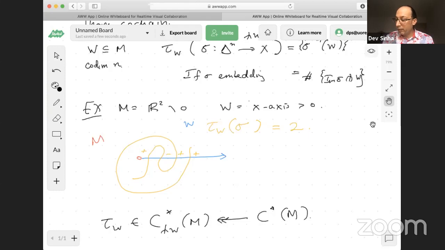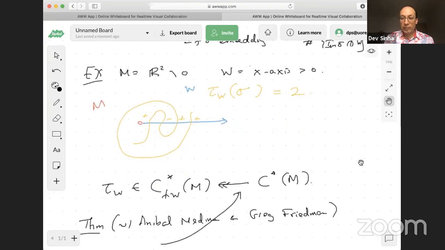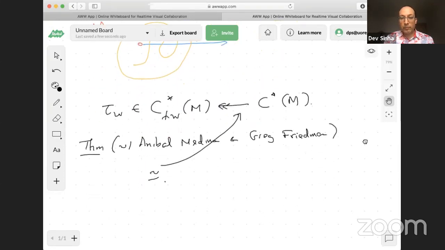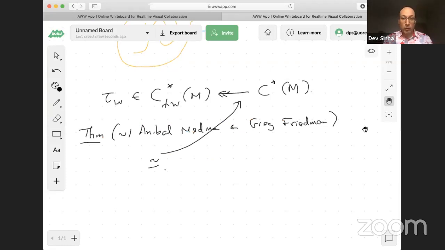And then a little theorem. And again, this is something that I should say is with Annabelle and Greg. This is a quasi-isomorphism. So you can use these Thom cochains to represent cohomology.